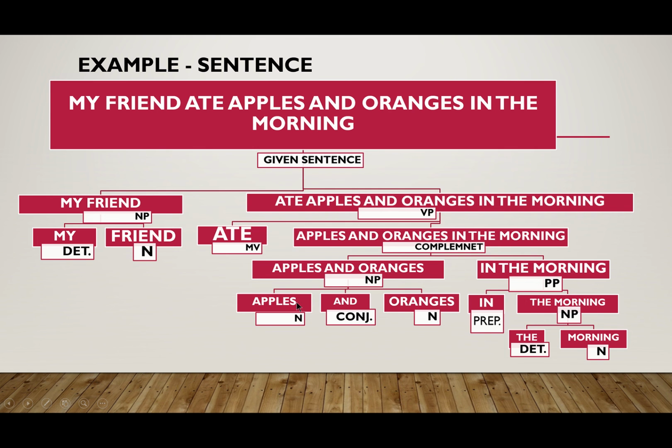Oranges will be noun. Now this apples can be further divided, for want of space I'm just leaving it here. Can be further divided into apple and s. Apple noun, s as a suffix or plural marker. Oranges similarly, orange and s. Orange becomes the noun and s the plural marker.